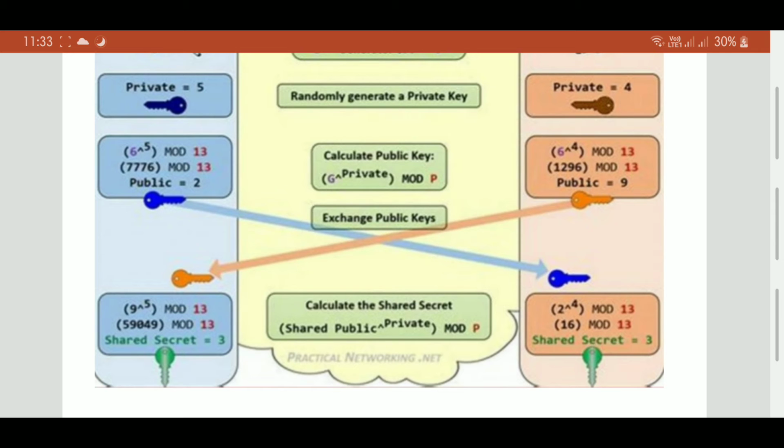On exchanging our public keys, from the receiver side 9 to the sender, and from the sender public key 2 to the receiver, we have here 9 raised to 5 mod 13. We got 9 raised to 5 as 59049 mod 13, and our shared secret key becomes 3. And on the receiver side we got our public key as 2. So we have here 2 raised to 4 mod 13. 2 raised to 4 is 16, mod 13. The shared secret key here we got is 3.